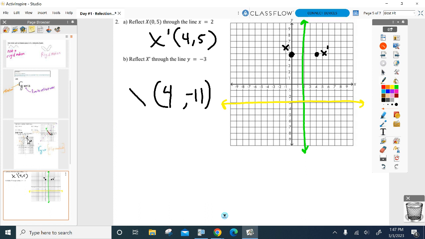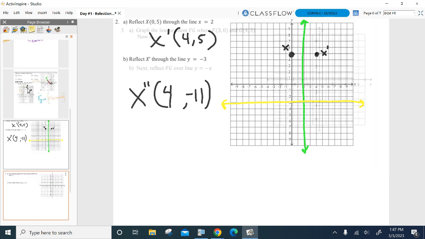X double prime. Yes, double prime. Now do you see, when you reflect the single prime and do something to this, I call it triple prime, and we'll get there eventually. All good? All right, so we reflected points and triangles.